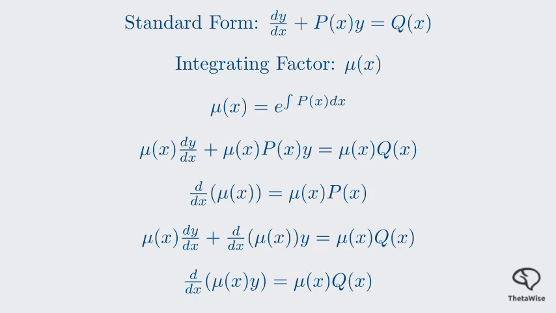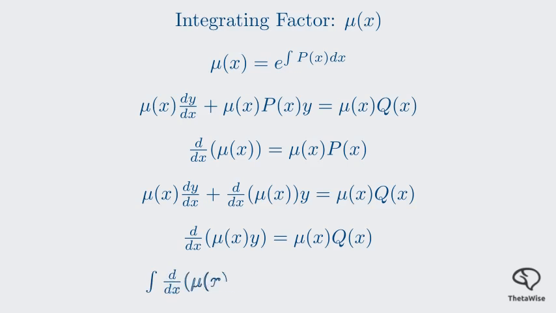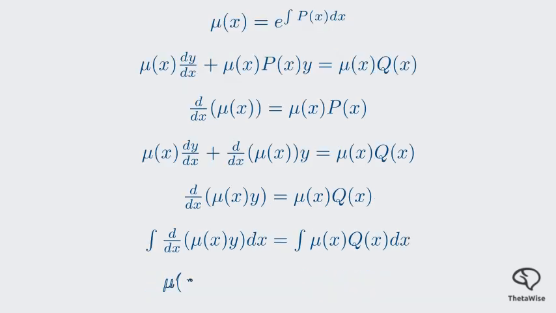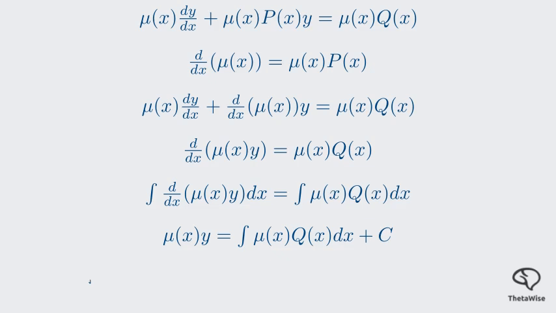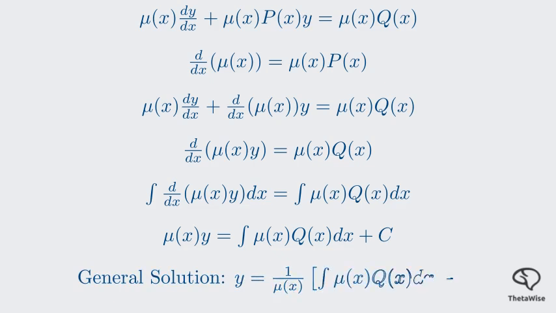Now, to solve for y, we just need to integrate both sides with respect to x. Integrating the left side gives us mu of x times y. Integrating the right side gives us the integral of mu of x times q of x dx plus our constant of integration, c. Finally, we can solve for y by dividing by the integrating factor. This gives us our general solution, y equals 1 over mu of x times the quantity, the integral of mu of x times q of x dx plus c.